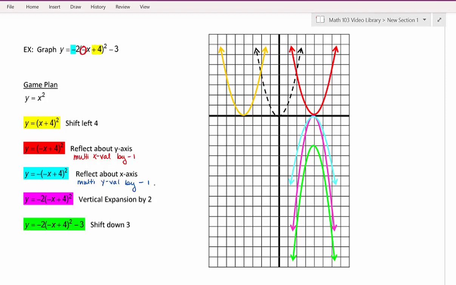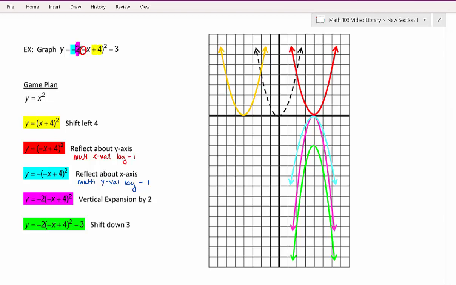The next transformation we're looking for is a vertical expansion or contraction. We recognize that there is going to be a vertical expansion or contraction when we have multiplication by a number other than 1 outside of the function. So taking a look, do we have a number outside of the function that's multiplying? Yes, we do. This 2 right here. Again, we're ignoring the negative because that was the reflection.